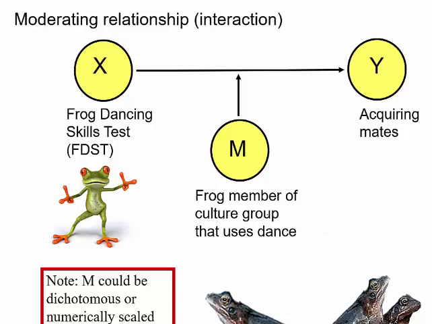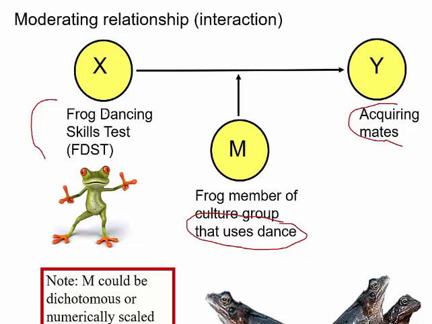Here's an example where I have this idea for frogs, that maybe if I have a test called the Frog Dancing Skills Test, or FDST, I want to see if frog dancing skills might predict how well frogs acquire mates. And in this example, I have this idea that maybe it might depend on what cultural group the frog is from, that maybe there are different frog cultural groups. Maybe some frogs come from a cultural group that uses dance, that's part of their tradition of how they acquire mates. And maybe there's another cultural group that doesn't use dance to acquire mates.